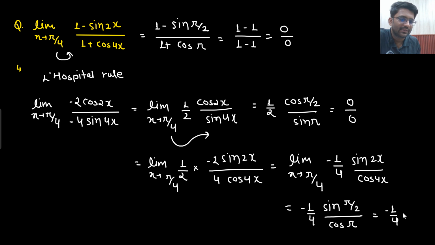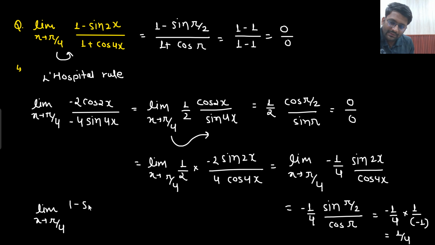What is sin pi by 2? Sin pi by 2 is 1. And what is cos pi? That is minus 1. So what is the answer you are getting? 1 by 4. So what is the answer of this thing? Limit x tending to pi by 4, 1 minus sin 2x divided by 1 plus cos 4x. The answer is nothing but 1 by 4.